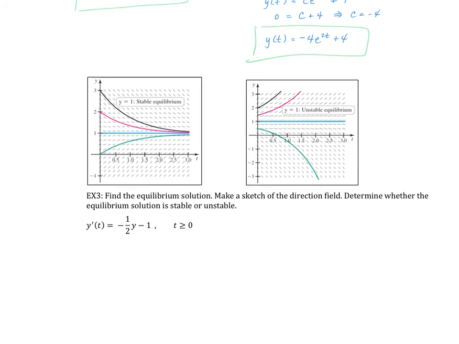So a little bit of review, going back to the different types of solutions we can have. If we have an equilibrium solution, so this would be our equilibrium solution here, and all the solutions approach our equilibrium solution, we say that our solution is stable. And let's say that we have an equilibrium solution where all the solutions move away from our equilibrium solution. Then in that case, we say that this equilibrium solution is unstable.